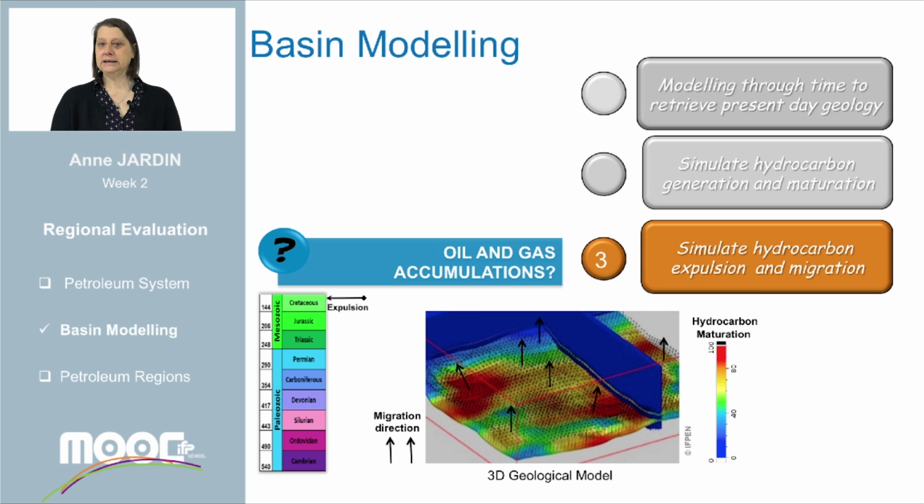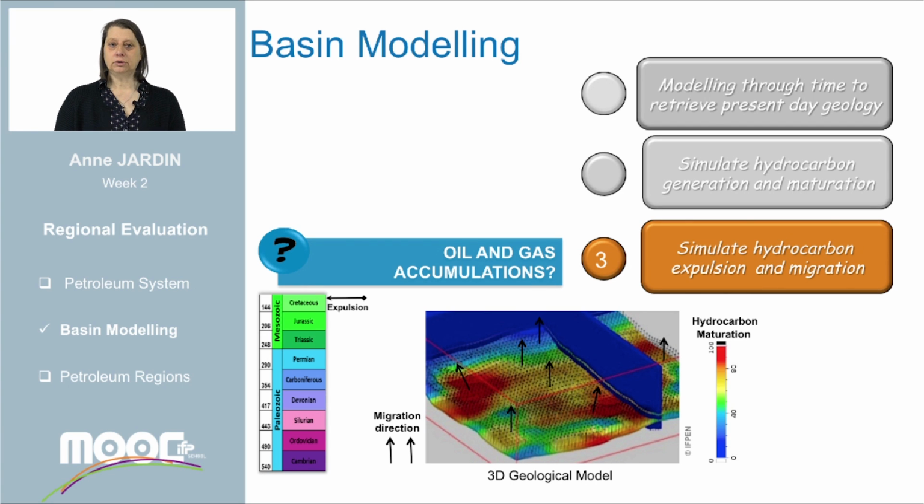The last step of basin modeling is to answer the key question: is it possible to find large accumulation of oil and gas in this basin? This is done by simulating the various oil migration pathways. In this picture, once the oil has been generated, oil migration is modeled along directions indicated by small arrows.